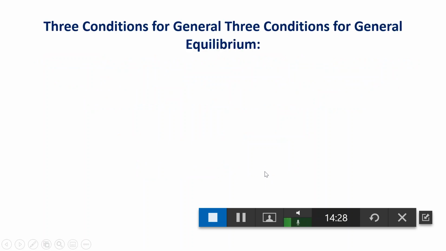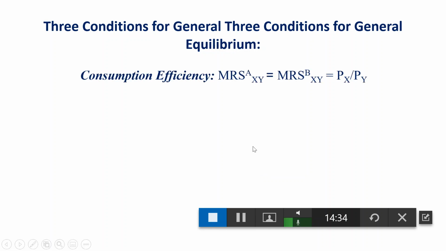There are three conditions for general equilibrium. Consumption efficiency, where the marginal rate of substitution for goods X and Y for consumer A will be equal to the marginal rate of substitution for the other consumer B in terms of goods X and Y, which will be equal to the price of X divided by the price of Y.